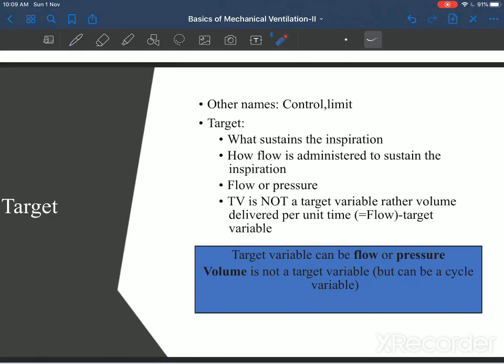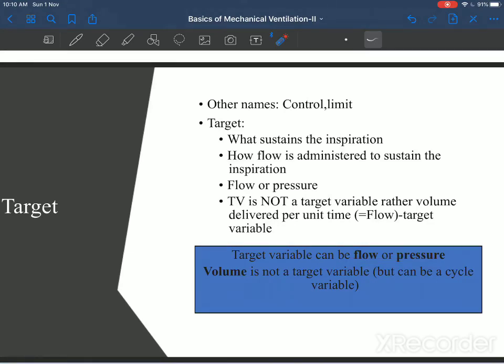Now we are coming to target or control or limit. Target is what sustains the inspiration, or the method of flow delivery to maintain the inspiration. It's either flow or pressure and it is never volume. Tidal volume is not a target variable; rather, volume delivered per unit time, which is flow, becomes the target variable. So it's either flow or pressure and not volume.